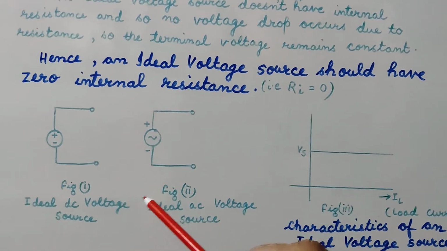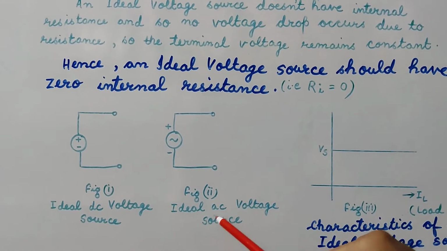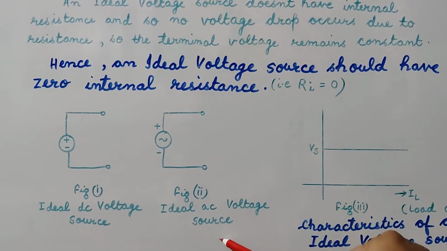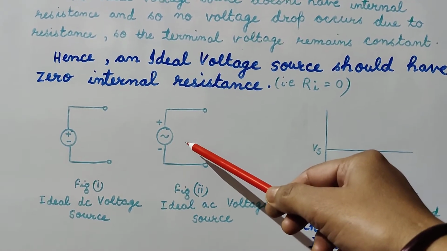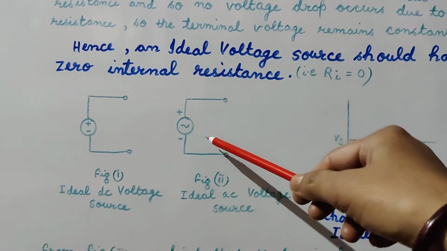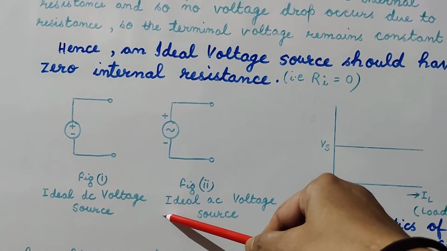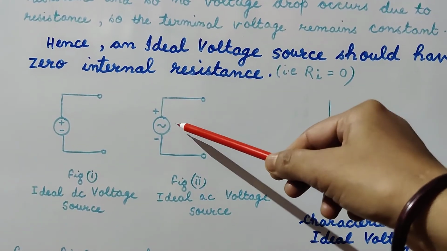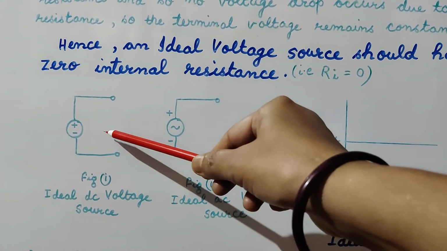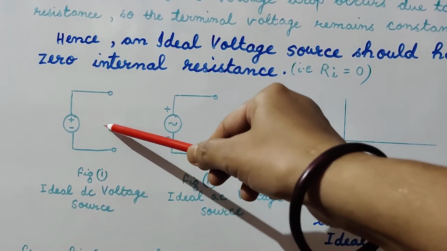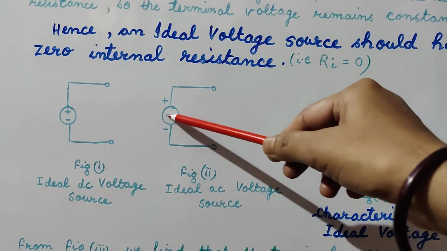From figures 1 and 2, we find that this is an ideal DC voltage source and this is an ideal AC voltage source. The internal resistance of these two sources is 0. That is why they are known as ideal voltage sources. So in this case Ri is 0 and in this case Zi is 0. That is, the internal impedance is 0 in the AC case and the internal resistance is 0 in the DC case, because this is a DC circuit. Since this is an AC circuit, the internal impedance of this source is 0.